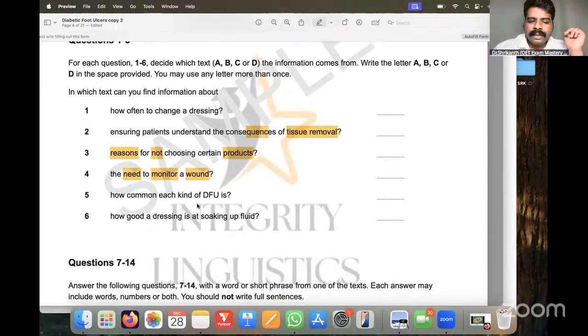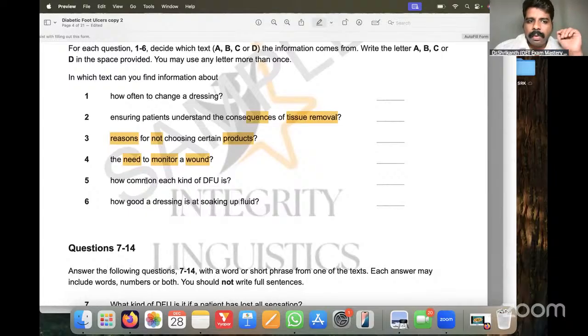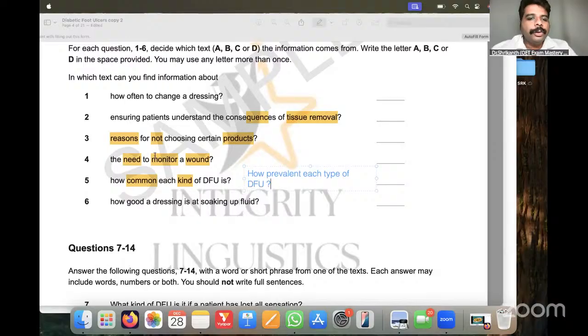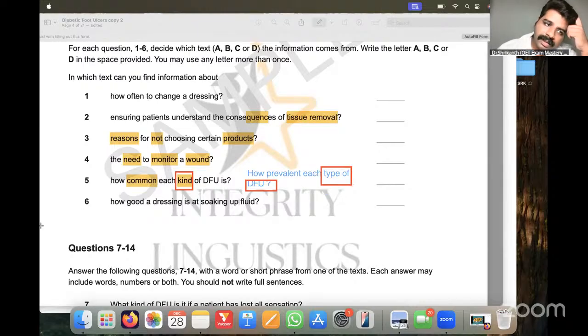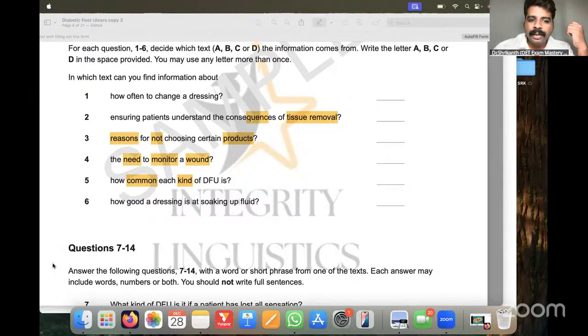Now, let's take a look at the fifth question. How common is each kind of DFU? Kind basically means type over here. And how common basically means how prevalent. How prevalent each type of DFU is. Now, what is your intuition telling you? Here, they're talking about the type of DFU. In which text do you think it will be? My intuition is telling me that it is going to be in text A.